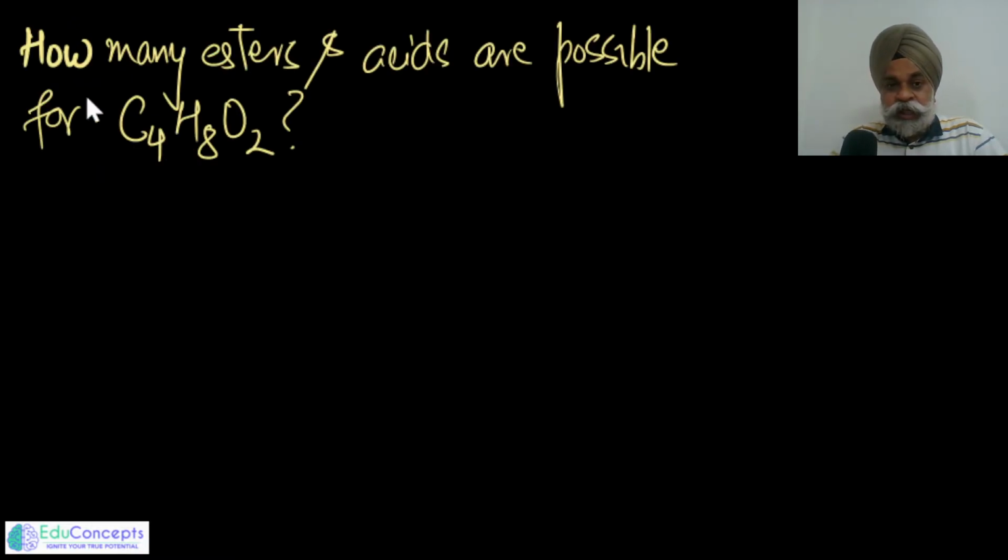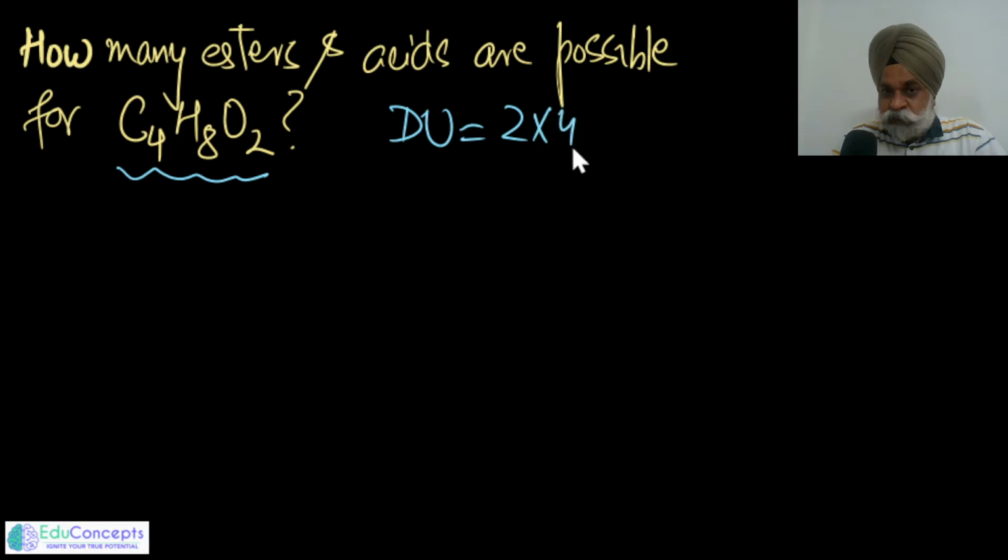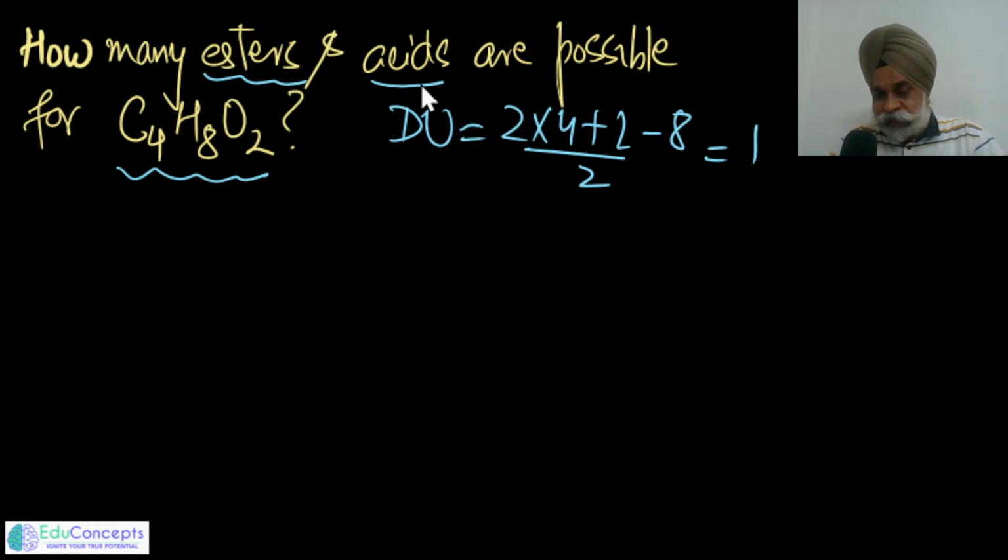Now a simple question, this question has come 3-4 times, once in JEE Mains and 2 times in the NEET examination. So they have given you this formula C4H8O2. Just develop this habit to find the Du first. So 2 into 4 plus 2 minus 8 upon 2. So degree of unsaturation came out to be 1. And they are saying you have to make all the possible acids and esters.